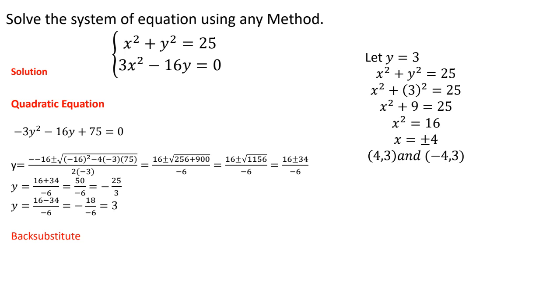So 3 squared is 9. Subtract 9 on both sides. I'm going to get x squared is equal to 16. Take the square root of both sides, and I'm going to get x is equal to plus or minus 4. I'm going to get two values, okay? So my solutions are (4, 3) and (-4, 3).